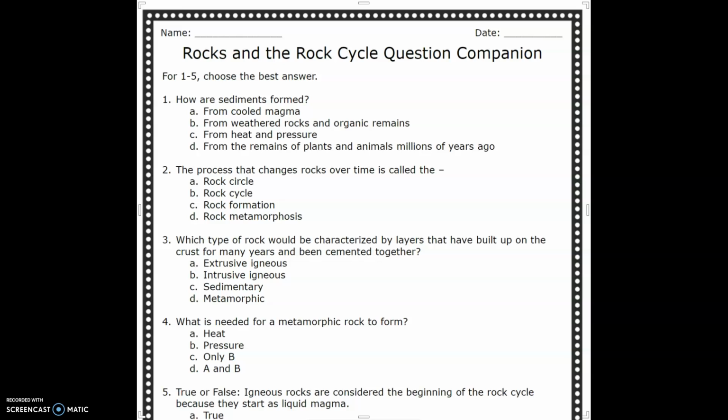Number 3, which type of rock would be characterized by layers that have built up on the crust for many years and have been cemented together? A, extrusive igneous. B, intrusive igneous. C, sedimentary. Or D, metamorphic?